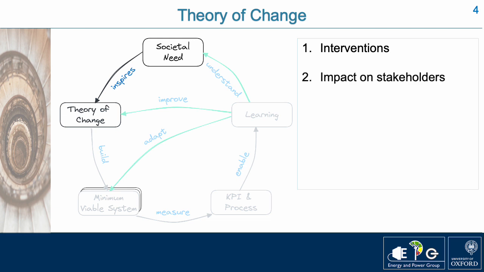Principle 2. Understanding the impact on stakeholders. A theory of change identifies the stakeholders who will be affected by the interventions and who in turn will go on to further influence the system.